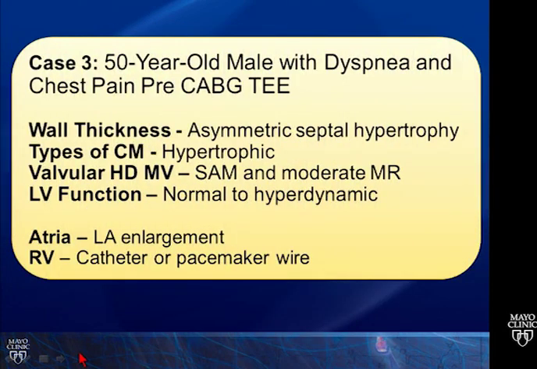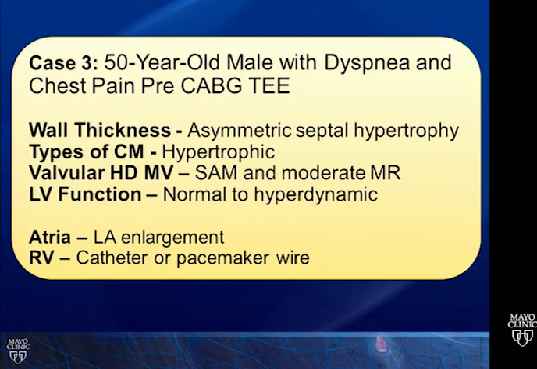All right, so the coding on this one for case number 3, the 50-year-old gentleman with dyspnea and chest pain, pre-CABG transesophageal echocardiogram, has asymmetric septal hypertrophy, and you might then imply from that that he also has hypertrophic cardiomyopathy, valvular heart disease. He again showed that systolic anterior motion that we previously saw in the M mode, but now this is with transesophageal, and there was either mild to moderate mitral regurgitation. LV function was normal to hyperdynamic, and then you could code potentially left atrial enlargement.